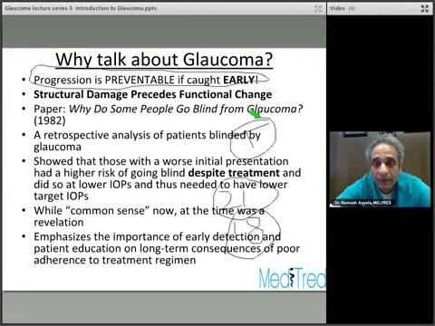We have come a long way from the 1960s and 70s and 80s in our surgical techniques, so perform the appropriate surgical technique to bring the pressure down to the target that you have in mind, so we can potentially save the vision in these patients. And of course, emphasize the importance of early detection and patient education on long-term consequences of poor adherence to treatment regimen, right? And that goes hand in glove.